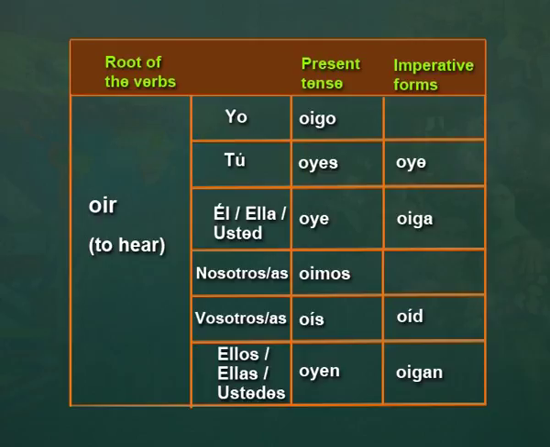Oír in the imperative is oye for the tú form. Oye is the tú form, oye is hear, and oiga is for the usted form, oíd for vosotros and oigan for ustedes. There is another verb in Spanish which is also similar to oír.